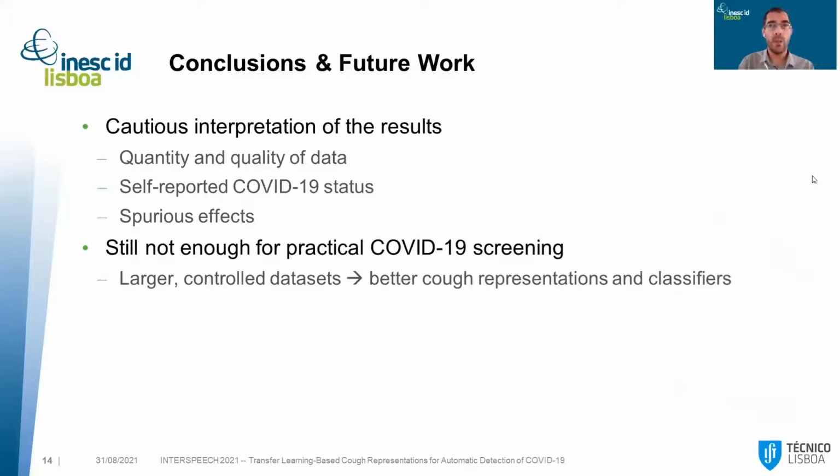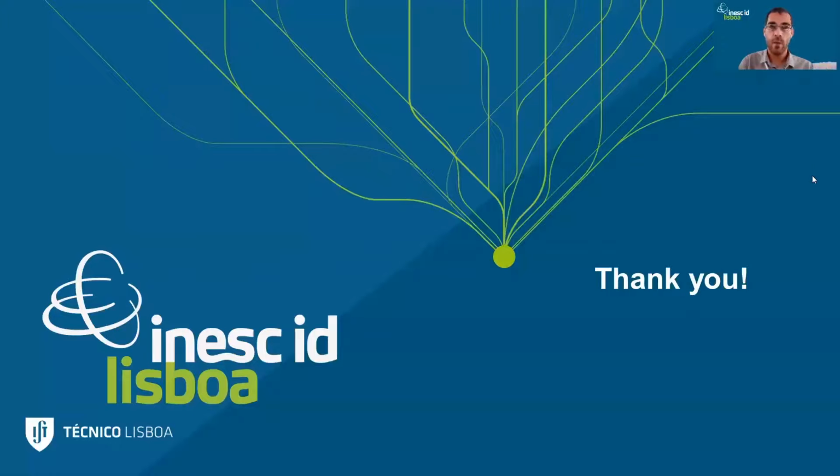To conclude, we must be very cautious with the interpretation of the results of this and other works on COVID-19 detection from speech and respiratory sounds, given the severe implications of this disease. There are a number of factors that must be considered carefully, such as the quantity and quality of the data, the fact of using self-reported COVID-19 status in many cases, and the possible spurious effects and others. Finally, results are promising, but still not enough for a practical screening of COVID-19 in real-life conditions. And larger and more controlled datasets are definitely needed for this. And that's all. Thank you very much for your attention.